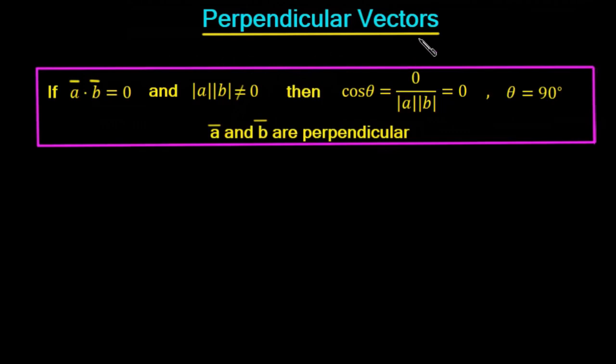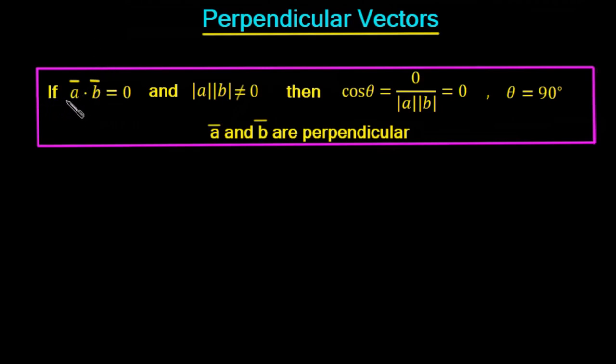So finally, let's look at perpendicular vectors. We've seen this in a previous video, but we'll talk about it in more detail here. So we're interested to find out when two vectors are perpendicular. So let's say we have vector A and vector B.